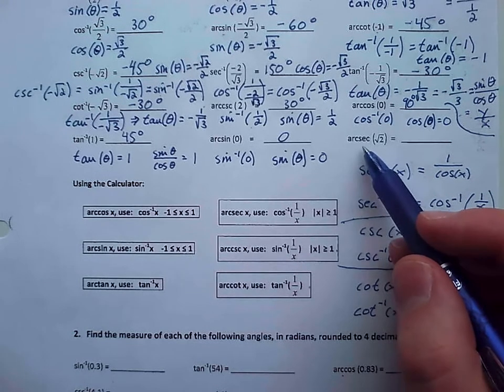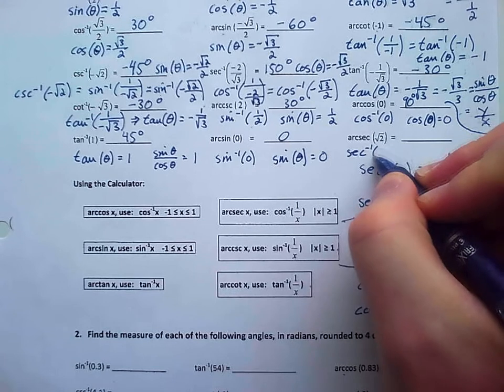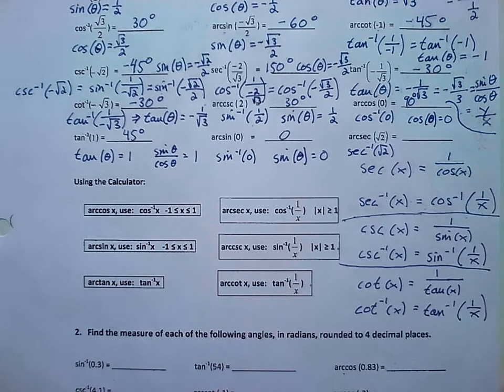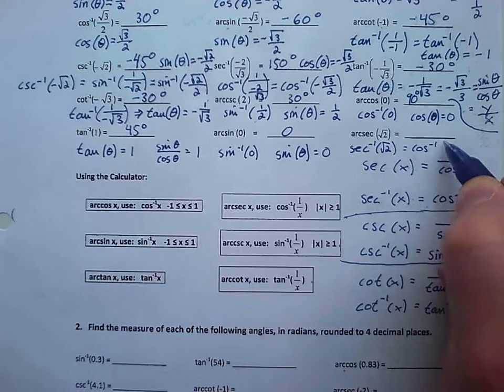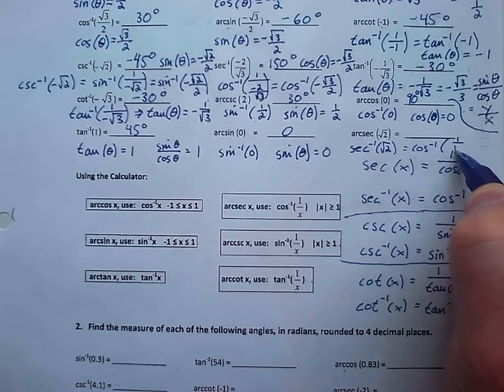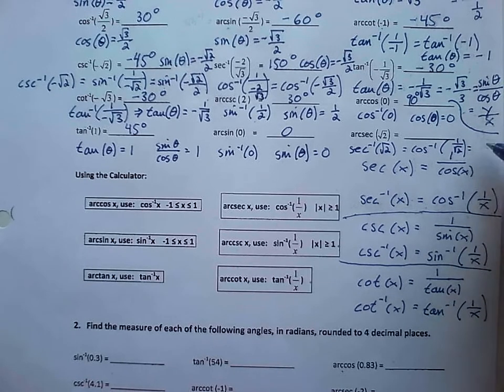Alright, lastly, the arc secant of square root of 2. We can rewrite this as the cosine inverse of 1 divided by the square root of 2, which is the same thing as the cosine inverse of square root of 2 divided by 2.